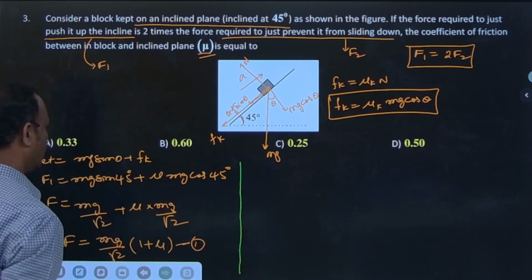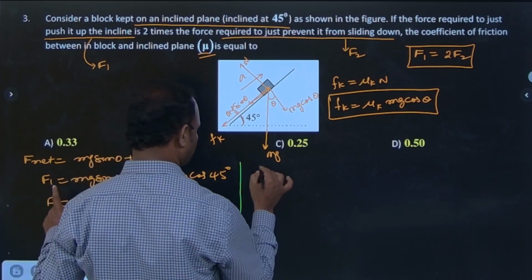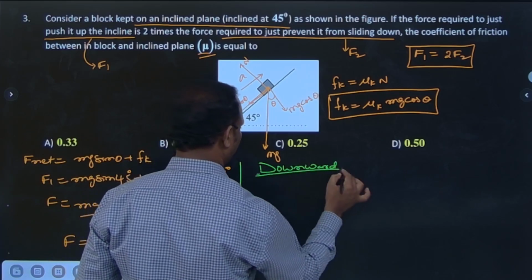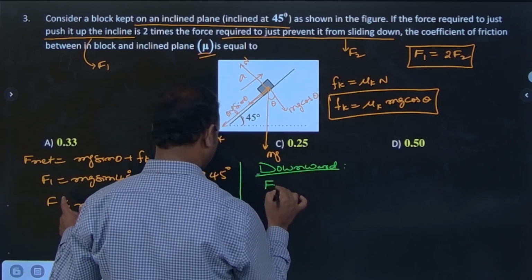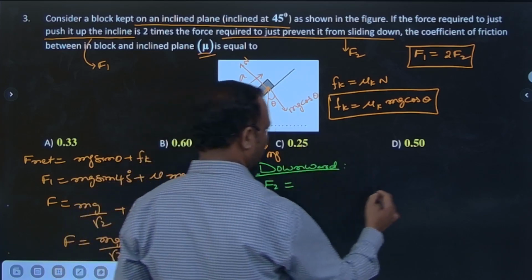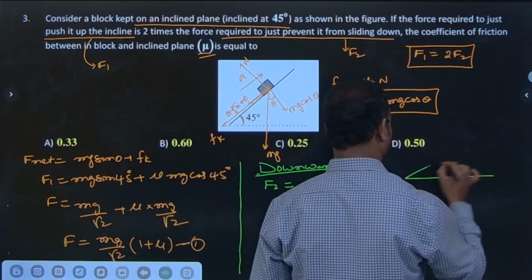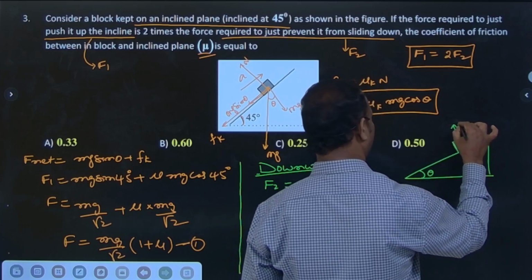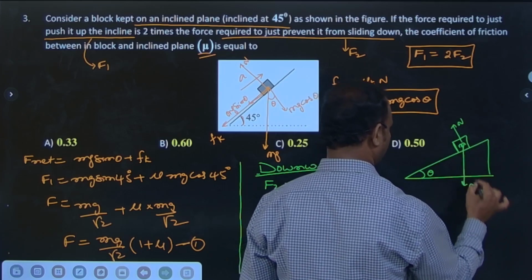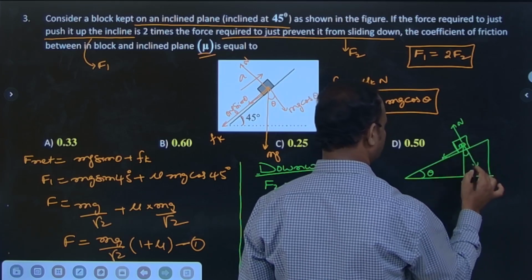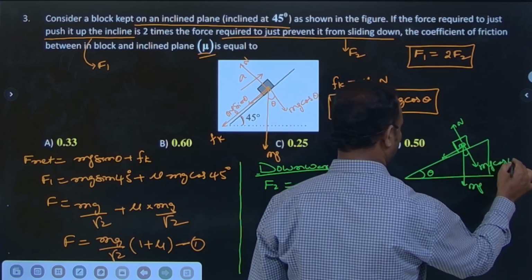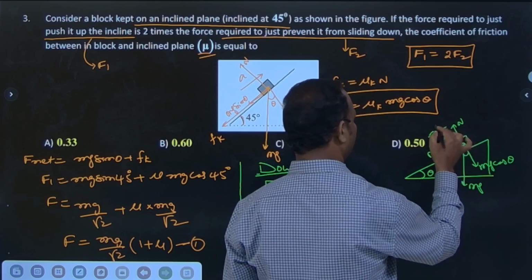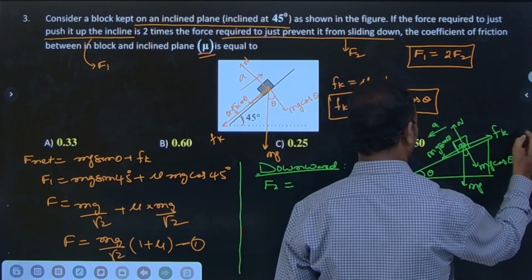For the second, I'm talking about the downward case. When it is moving downward, F2 is equal to what? Just taking a rough picture: theta, this is the block, its mass is m, normal reaction is N, its weight is mg resolved into two components, mg cos theta and mg sin theta. Its acceleration is downward, which means the frictional force is upward. That you need to remember.